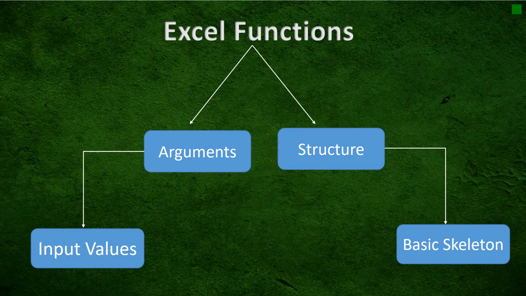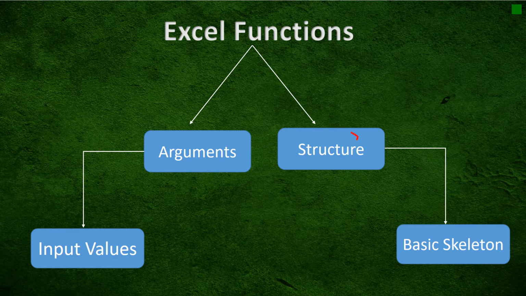Excel functions are the predefined formulas to perform simple and complex calculations. They accept the arguments and return the values. Functions are made up of two parts, arguments and structure. What are the arguments now? Arguments are the input values to functions. They can be numbers, text, or logical values that are true or false. So these are called the arguments.